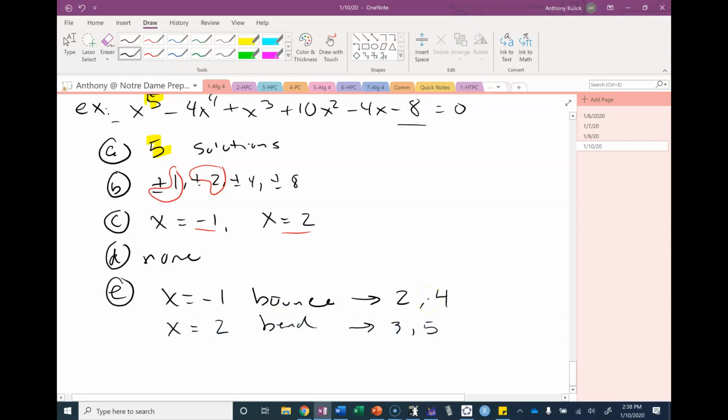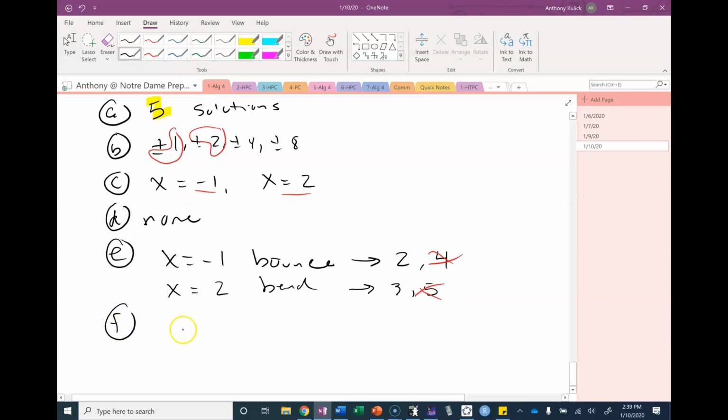Now, is it really possible that x equals 2 is used 5 times? No, because I know that negative 1 is used at least 2 times. Could negative 1 be used 4 times? No, because x equals 2 has to be used at least 3 times. 4 and 3 would be too many. That would be 7. Everybody agree with that? I've actually started doing F. My apologies. So F.